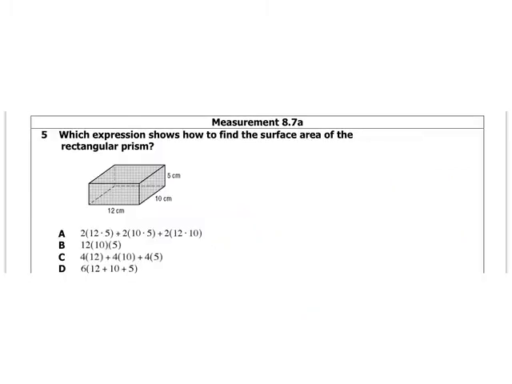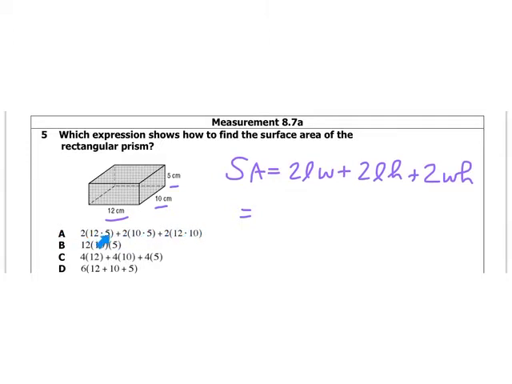Which expression shows how to find the surface area of the rectangular prism? So again, this is on our formula sheet. So you want to keep that in mind, and you'll have a paper copy of the formula sheet for testing. So we know that surface area is 2 times length times width plus 2 times length times height plus 2 times width times height. And that surface area is going to be calculated by plugging in the values 12, 10, and 5.